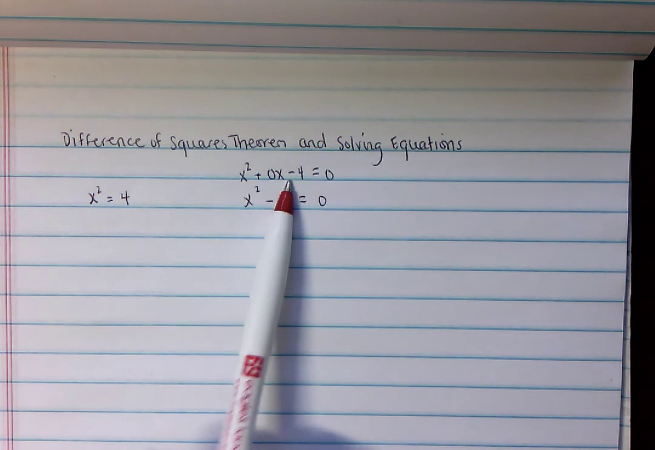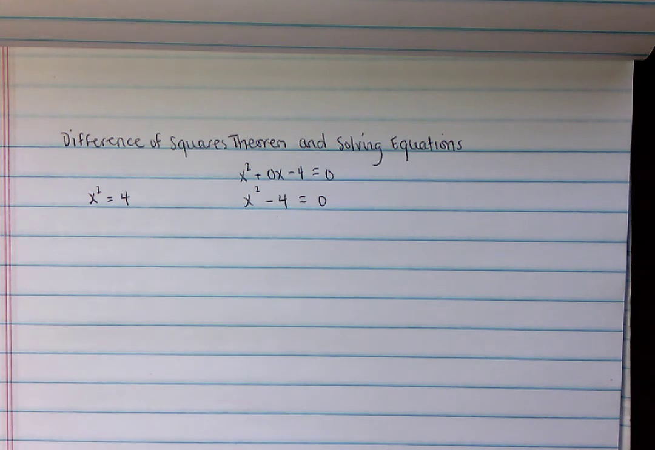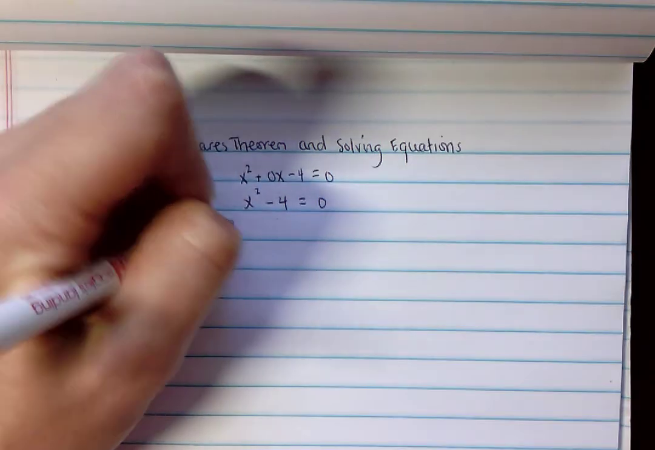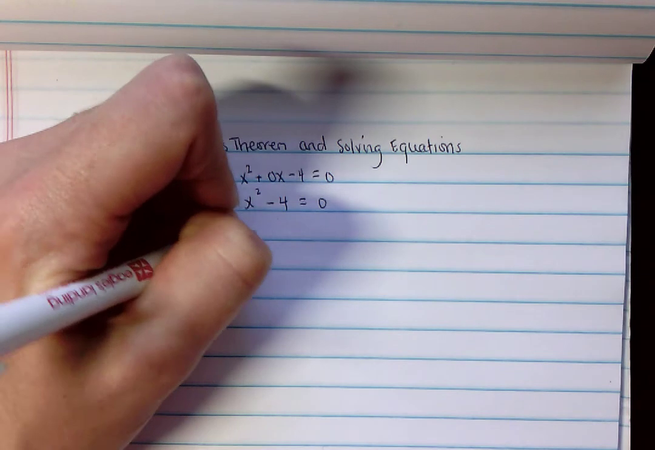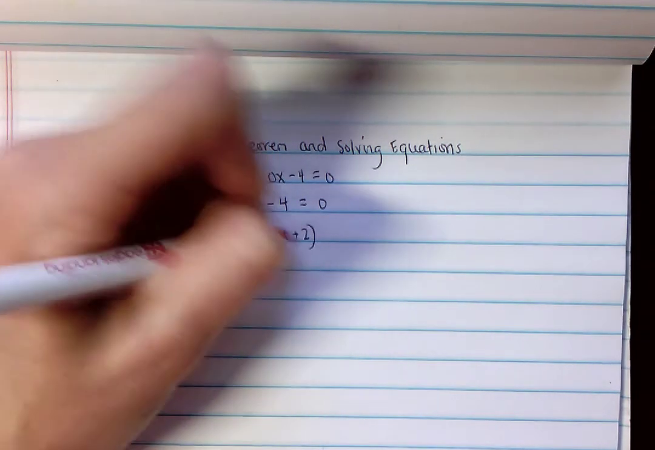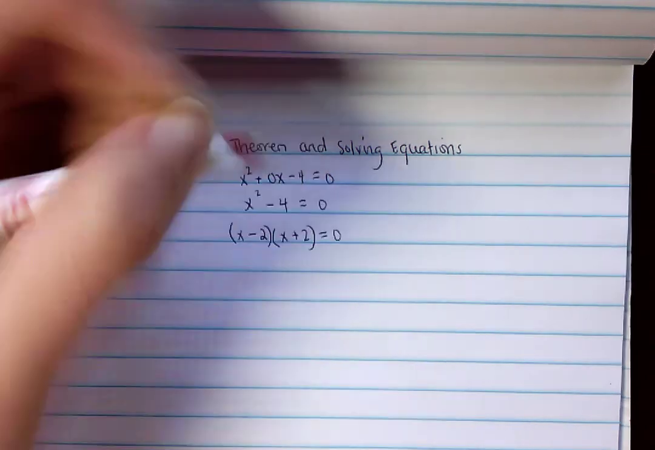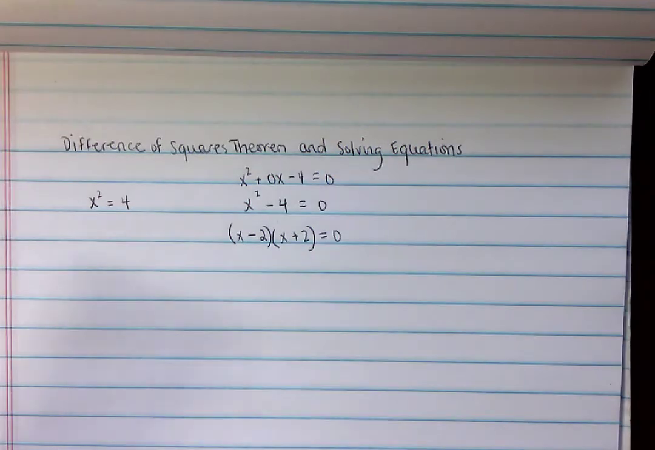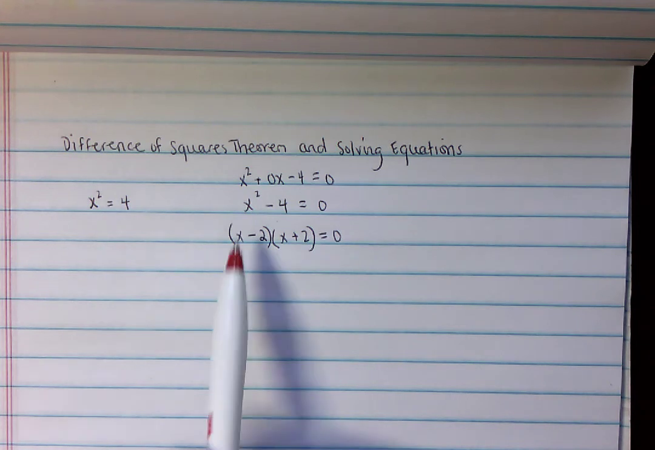If you thought about it that way, you could ask: what two numbers when multiplied give you negative 4, but when added give you 0? That would be a plus and a minus 2. You can put them in whichever order you want. You can have it as x minus 2 and x plus 2, or vice versa. So that's how you would factor that.